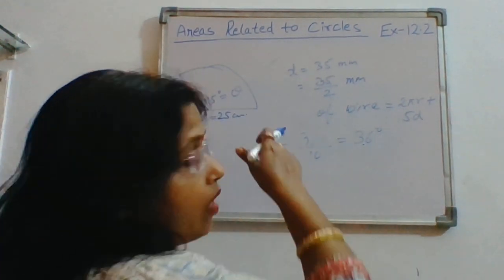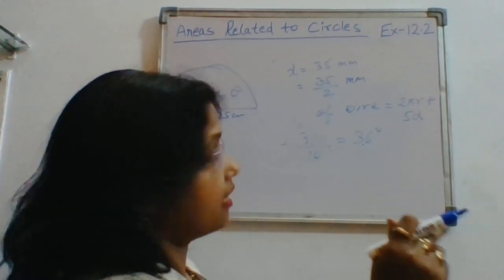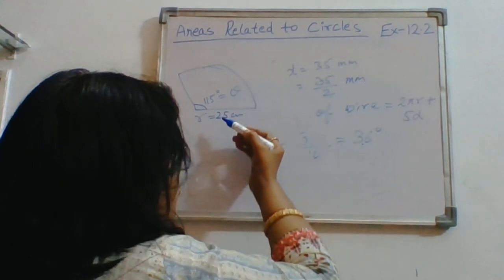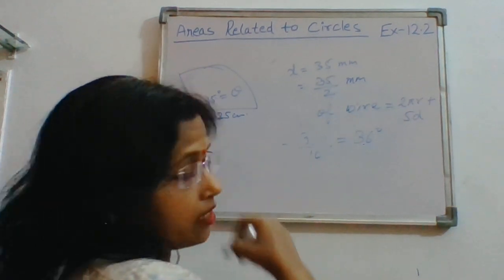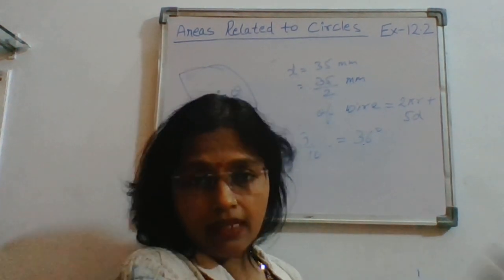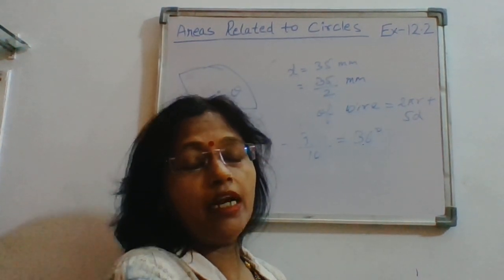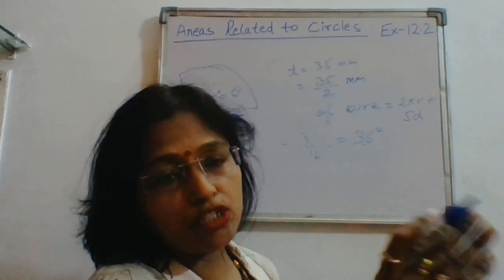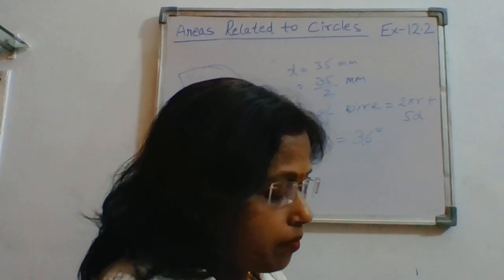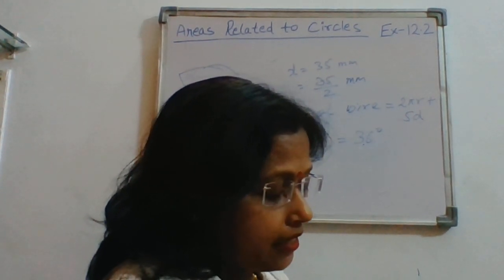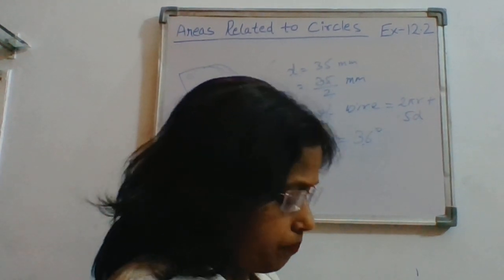So in one sweep, for one blade, its area will be theta upon 360 into pi r square. Theta is 115, radius is 25, right? And then whatever the area will be, multiply it by 2 because two wipers are there. So that will be the total area swept by the blade in one sweep.